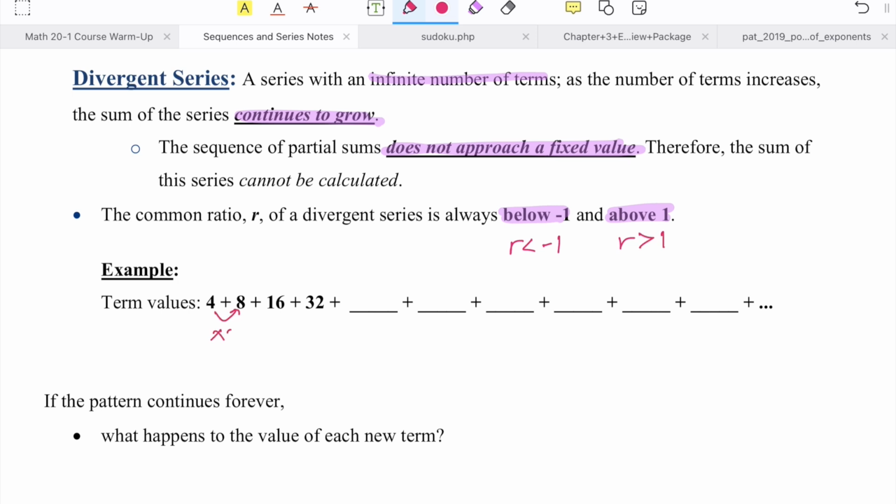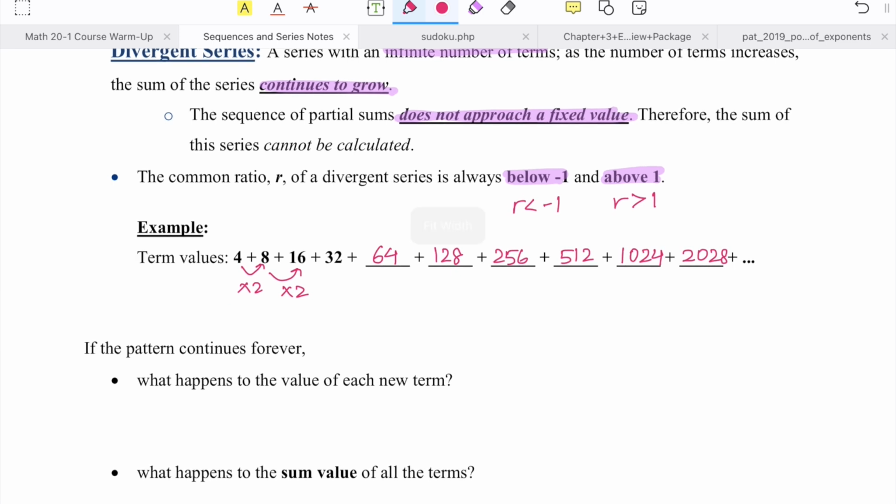So here it's multiplied by 2 each time. 32 times 2 is 64. 64 times 2 is 128. Times 2 is 256. Times 2 is 512. 512 times 2 is 1024. Times 2 is 2048, and so on.